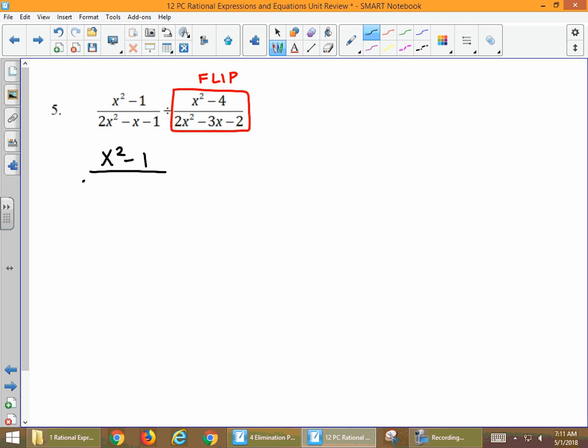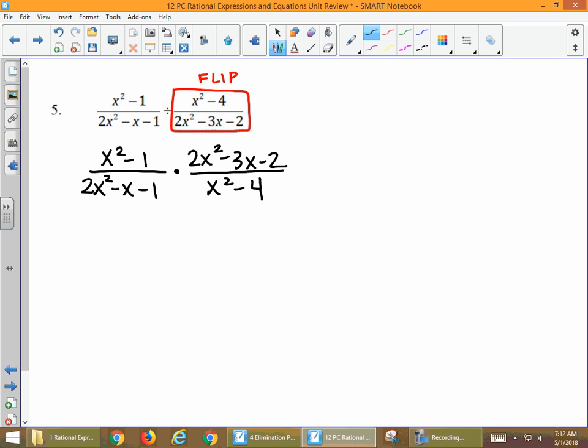First fraction stays the same. Second fraction is going to flip, so 2x squared minus 3x minus 2 goes up top. x squared minus 4 goes to the top. And now I need to factor.